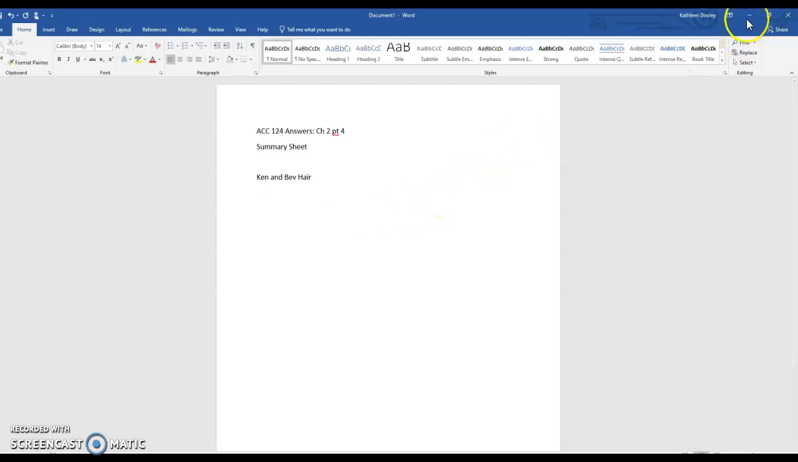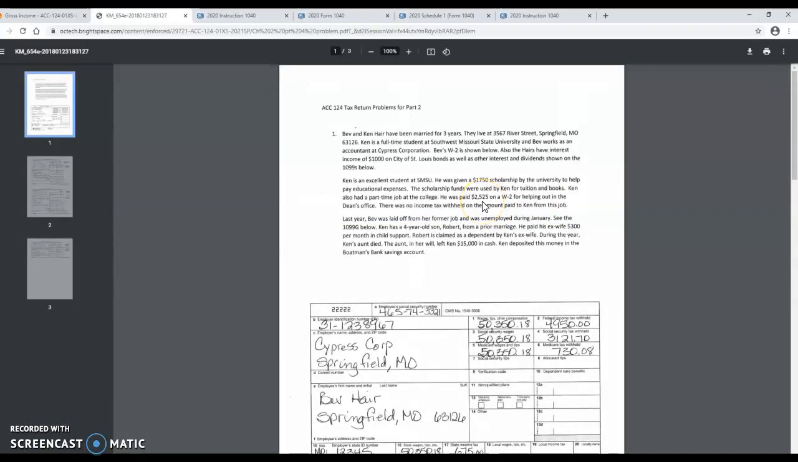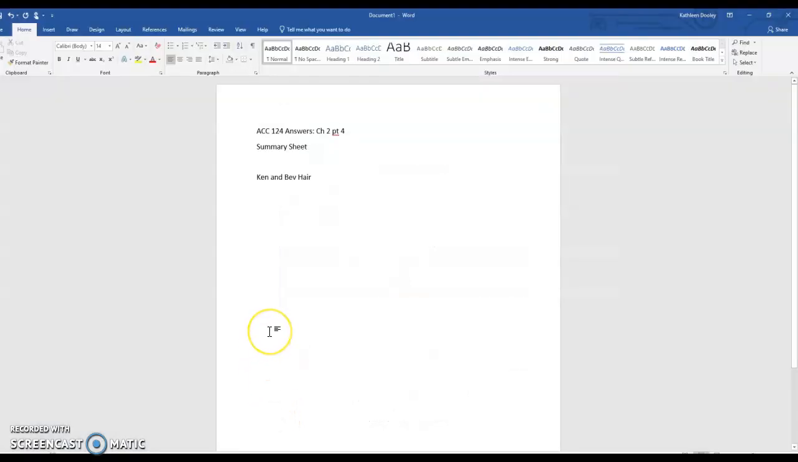Okay, we want to know, what filing status are they? So they are married, legally married, okay, and it doesn't say anything about wanting to file separately, which normally is not a good idea. So we will go ahead and put them in as married filing joint. Then our next thing is to see if they have any dependents.